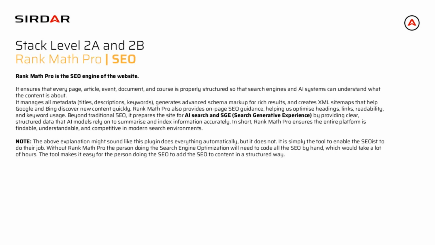The yellow stack represents Rank Math Pro, which is the SEO engine of the website. Its job is to make sure every page, post, event, document, and course is structured in a way that search engines and AI systems can understand. It handles things like titles, descriptions, keywords, schema markup, and sitemaps, and it also gives guidance on how to improve on-page SEO, such as headings and readability.